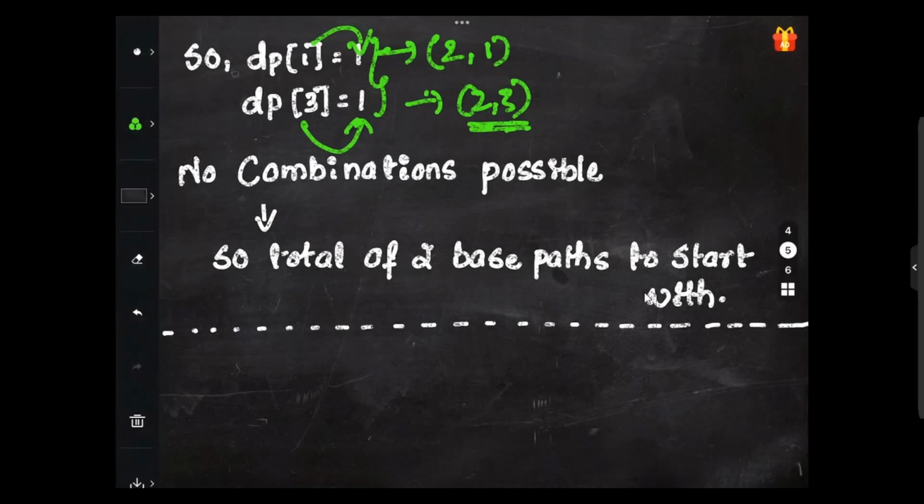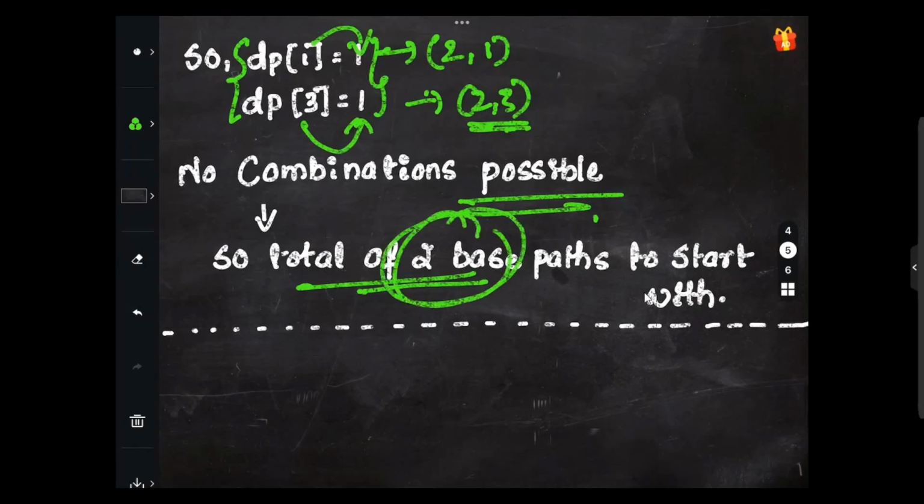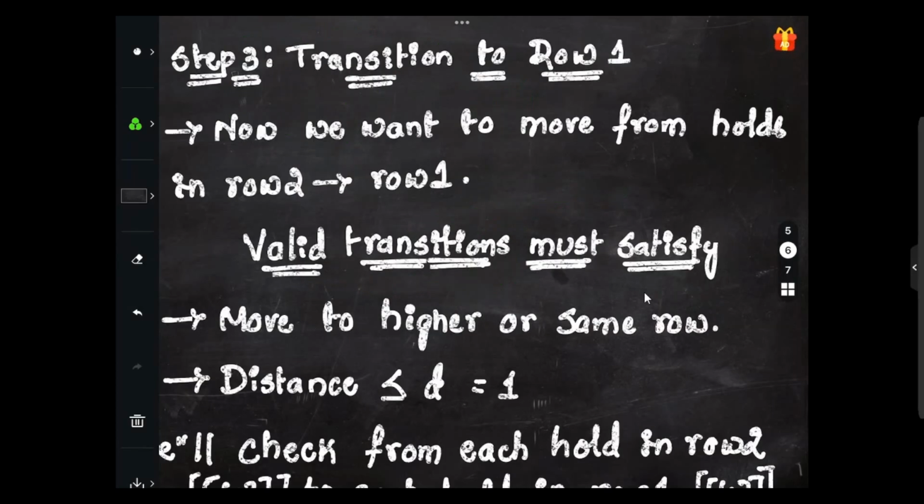This is where the dp plays a major role. This is the reason we'll be making use of the dp. So here no combinations are possible. We have a total of 2 base paths to start with, right? So here we are done with step 2. I hope the second part is completely clear. Easy to understand, right? I hope the first two steps are completely clear.